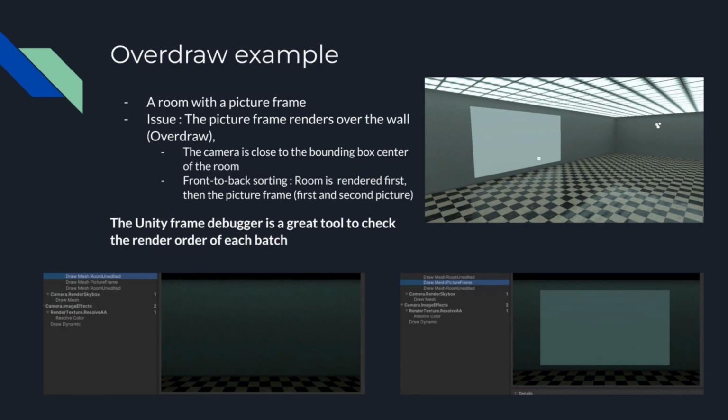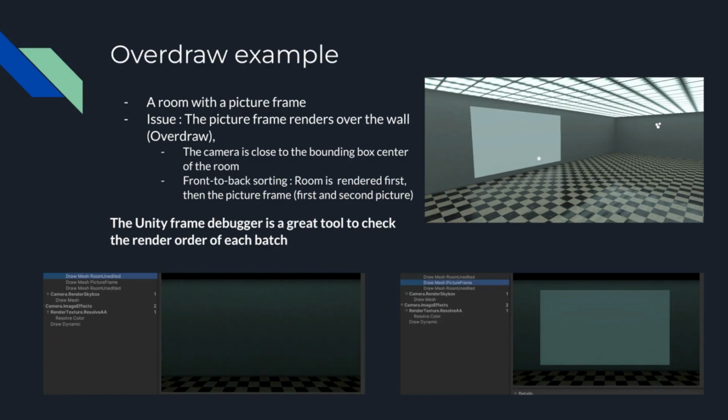Now here the issue is that because the player is very close to the bounding box center of the room, Unity will say that I need to render the room first. And that's something we can see in the frame debugger. When I select one draw call, we can see the room gets rendered, and on the next draw call, the picture frame gets rendered. So here the picture frame is overwriting some pixels that were previously textured by the room.